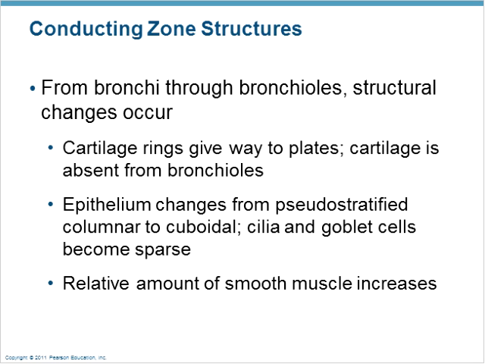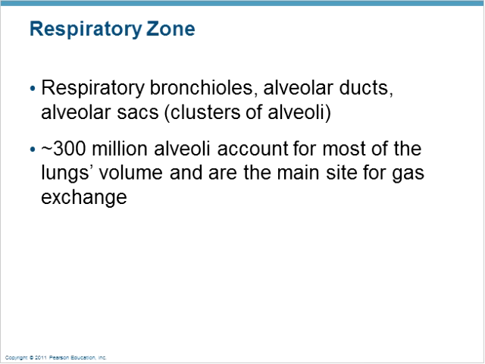The conducting zone structures, as we said before, run from the bronchi to the bronchioles. Structural changes occur: the cartilage rings give way to plates, and cartilage is absent from the bronchioles. The epithelium changes from pseudostratified columnar to cuboidal, and the ciliated goblet cells become very sparse. The relative amount of smooth muscle increases, so there's more smooth muscle as we get more distal.